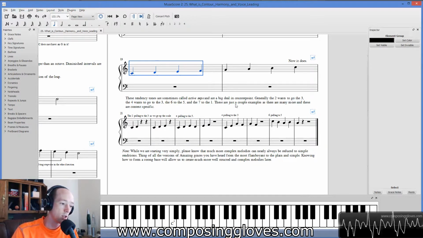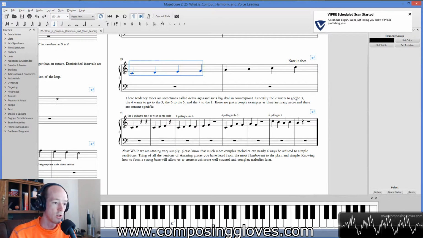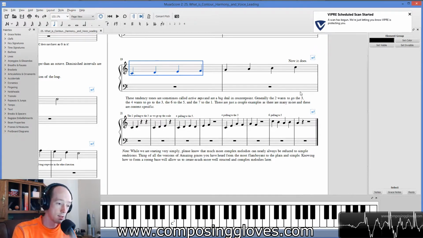So these tendency tones are sometimes called active steps. We talked about these before. They're active because they want to go somewhere. They're not happy with where they're at. They're a big deal in counterpoint. So they're like how counterpoint counters the point. Generally, the 2 wants to go to the 3. So if we're on a step 2, we want to go to the 3. The 4 wants to go to the 3. So what does that tell us? The 3 is a resting point. It's like a save point in music.